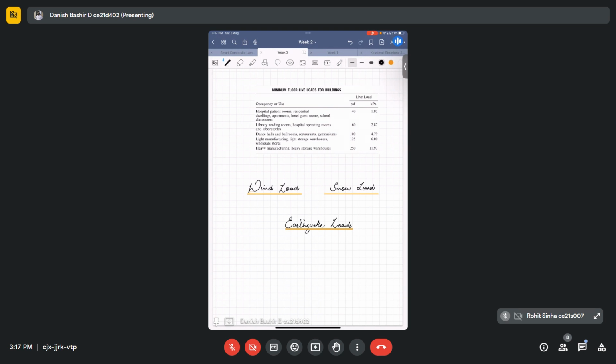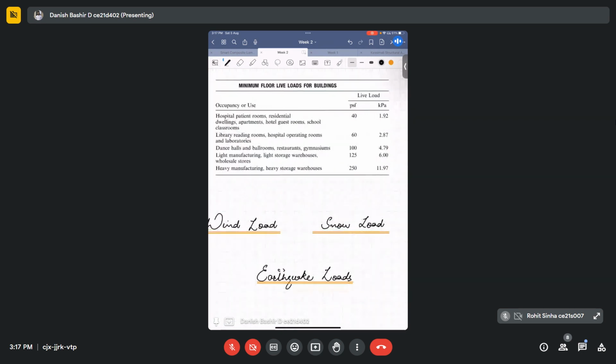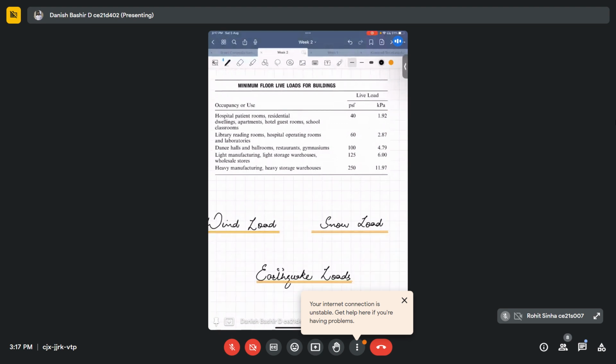For live loads, we also have different values that we can use in our analysis as well as design processes. For hospital patient rooms, residential dwellings, apartments, hostel guest rooms, and school classrooms, we have to take an average live load of 1.92 kilopascal. For library reading rooms and laboratories, we have to use 2.87 kilopascal. Usually in structural analysis, we use kilonewton per meter square. It's given in kilopascal, but we can easily convert it into that form.